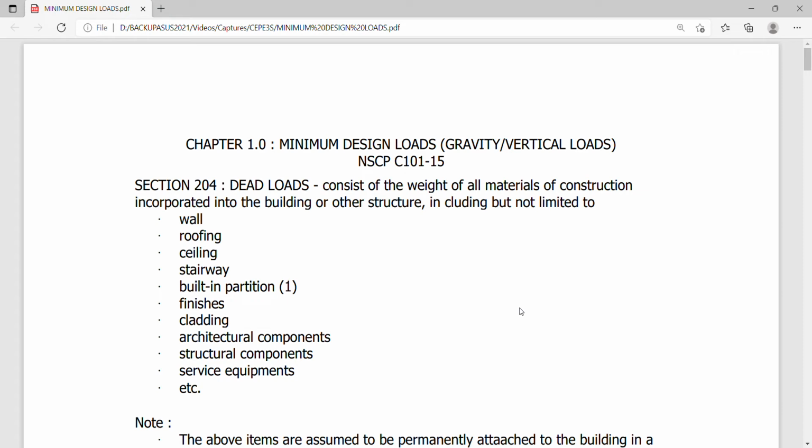So this is a lecture on the minimum design loads, focusing on gravity and vertical loads first. And our reference here is the NSCP C101-15, which is the National Structural Code of the Philippines.